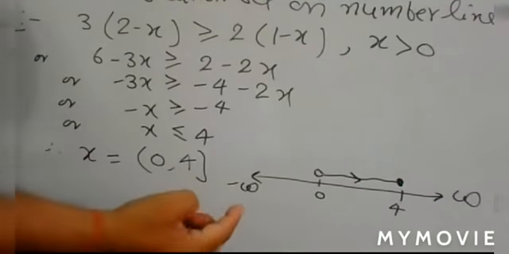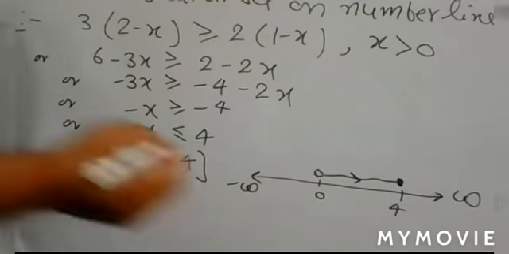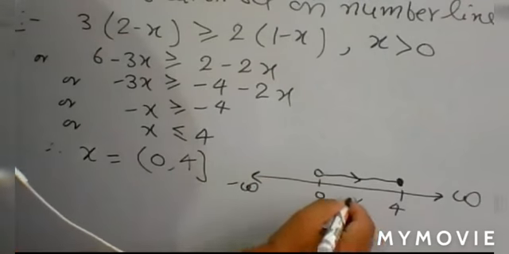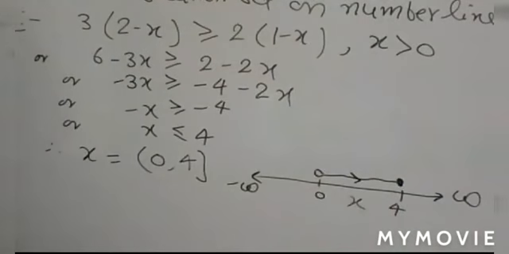And this represents that the value of x lying between 0 and 4, you write here x. You can write here, yeah. So the value of x lying between, in this way. Clear, everyone? Yes, sir.